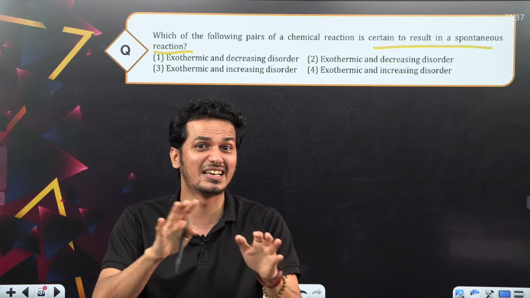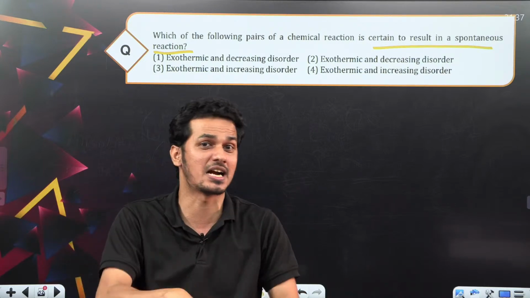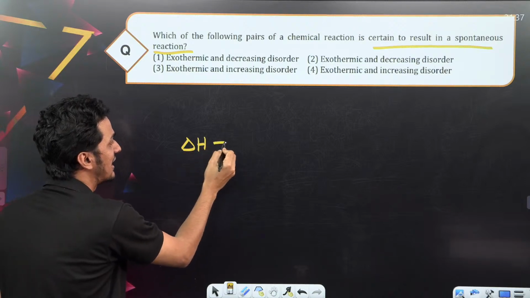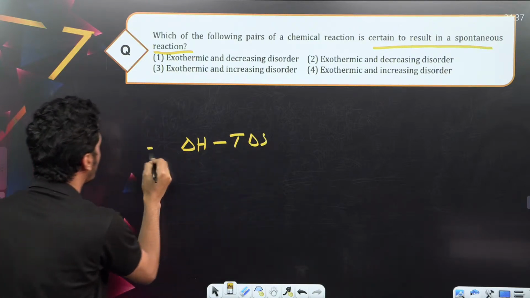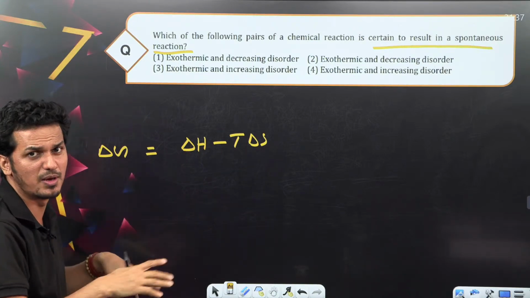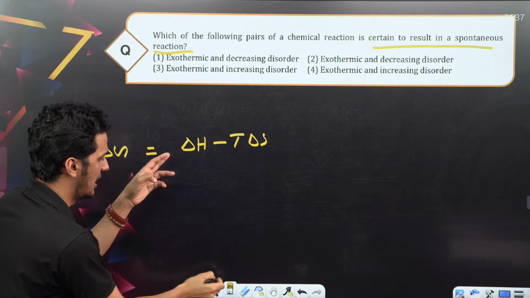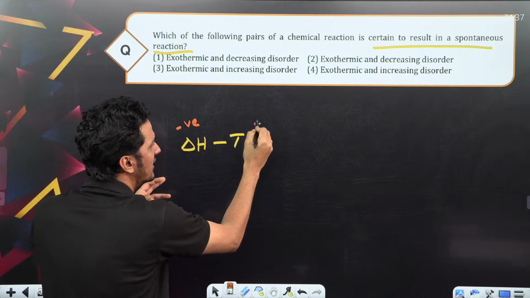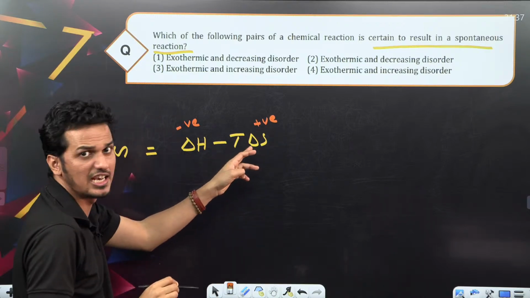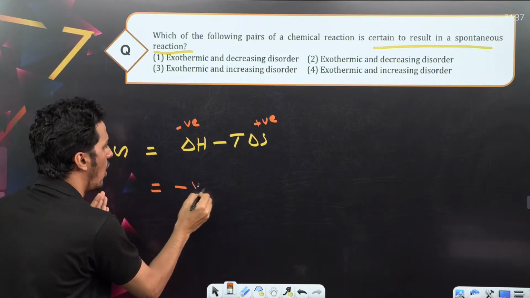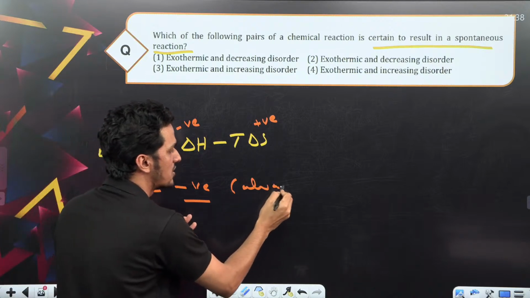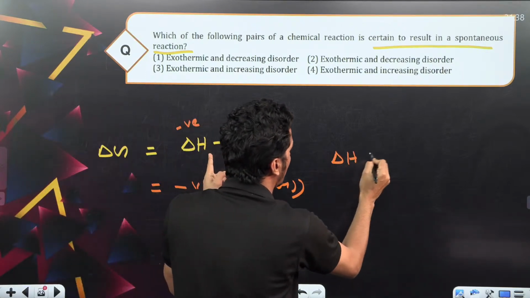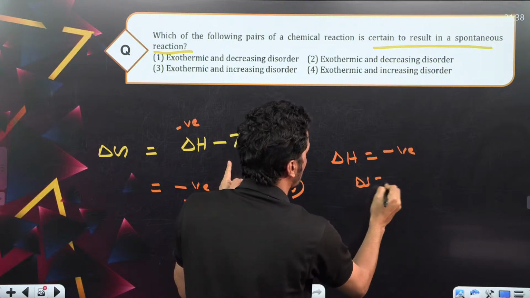Or else we also learned the temperature independent condition. What's the condition? Delta H minus T delta S, this is equal to delta G. When will this be always spontaneous? Delta H value should be negative and delta S should be positive. Then delta G is always negative. It does not depend on the temperature, always negative. So the condition is delta H is negative and delta S is positive.